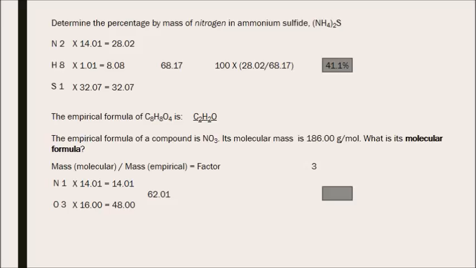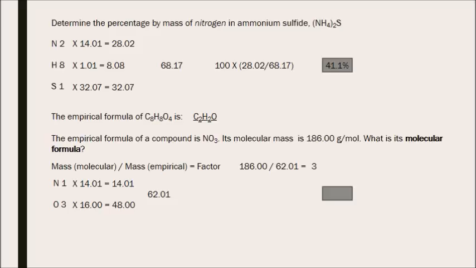And so that's our factor now. So now we're going to do nitrogen, which is 1, and multiply that by 3. So we're going to get N3, and then O, which is 3, multiply that by 3, which is 9. So we're going to get our molecular formula is N3O9.